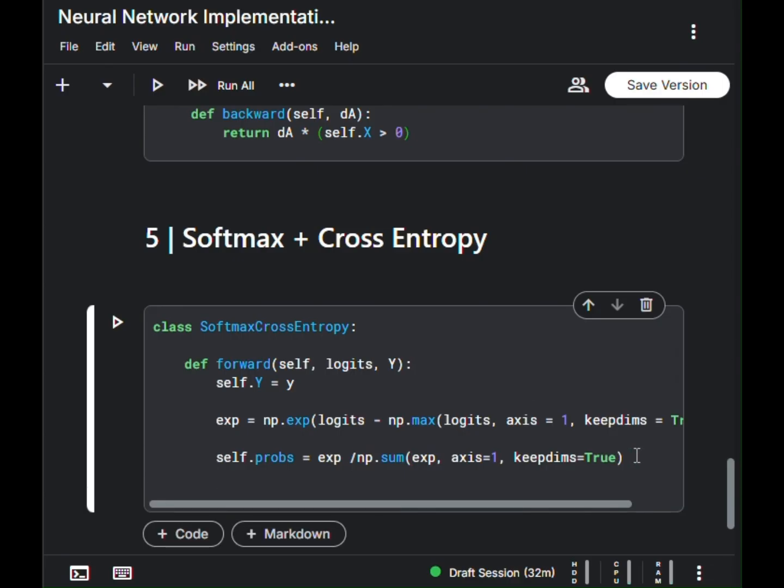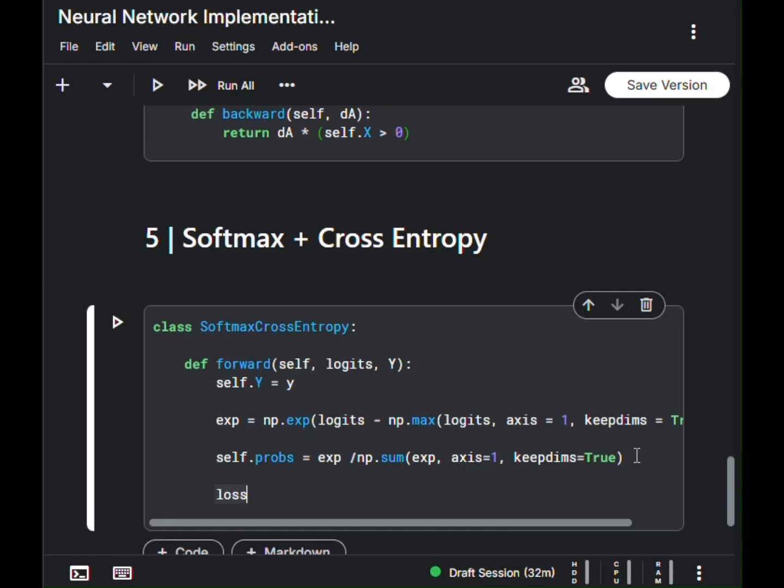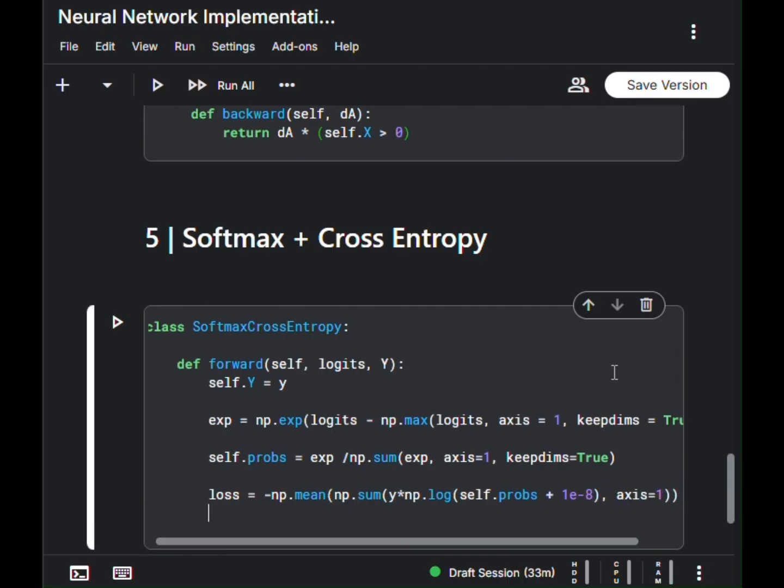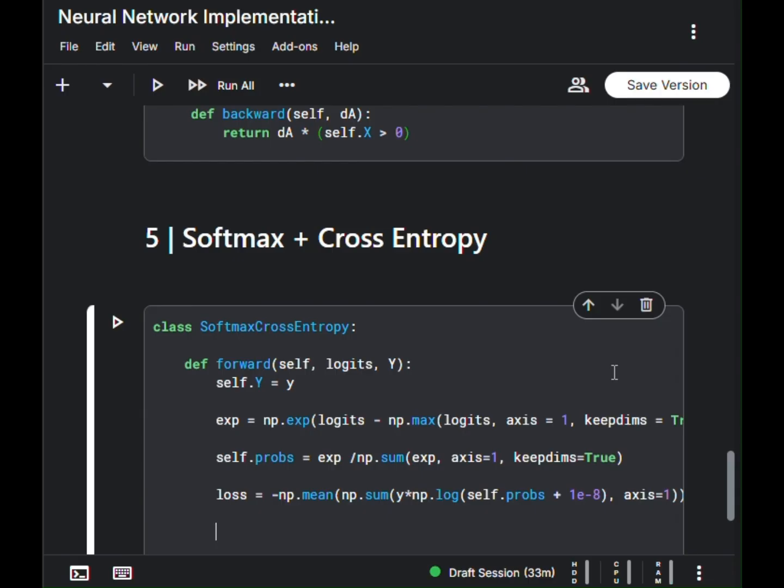And then we also need to calculate the loss. So the loss will be the negative of np.mean of np.sum of Y times np.log of self.probabilities plus 10 to the power minus 8, which is a very small addition here. After that we will return the loss.